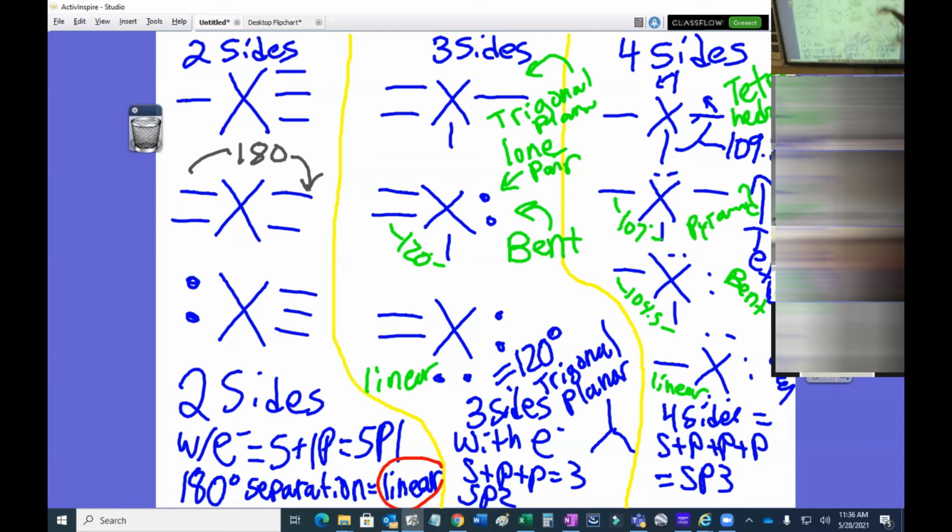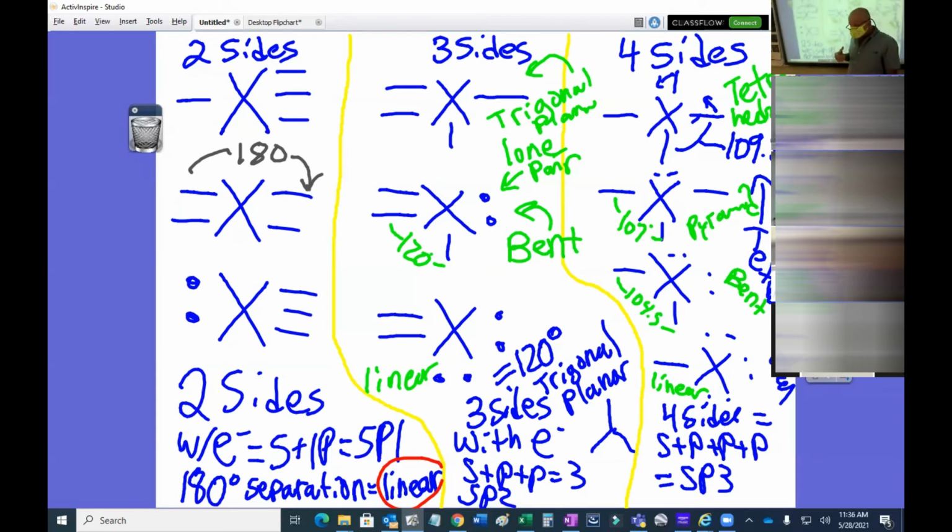Now we go to four sides. So here you have your methane, CH4, or your carbon tetrachloride. Carbon in the middle, 4 bonds. Now you would think, if you got two things separated by maximum separation, you get 180. Well, that's 360 divided by 2, so it's 180. Then you go to 3 and you say, well, 120. That's 360 divided by 3, so that's 120. Great. How come it's not 90 when you go to 4?